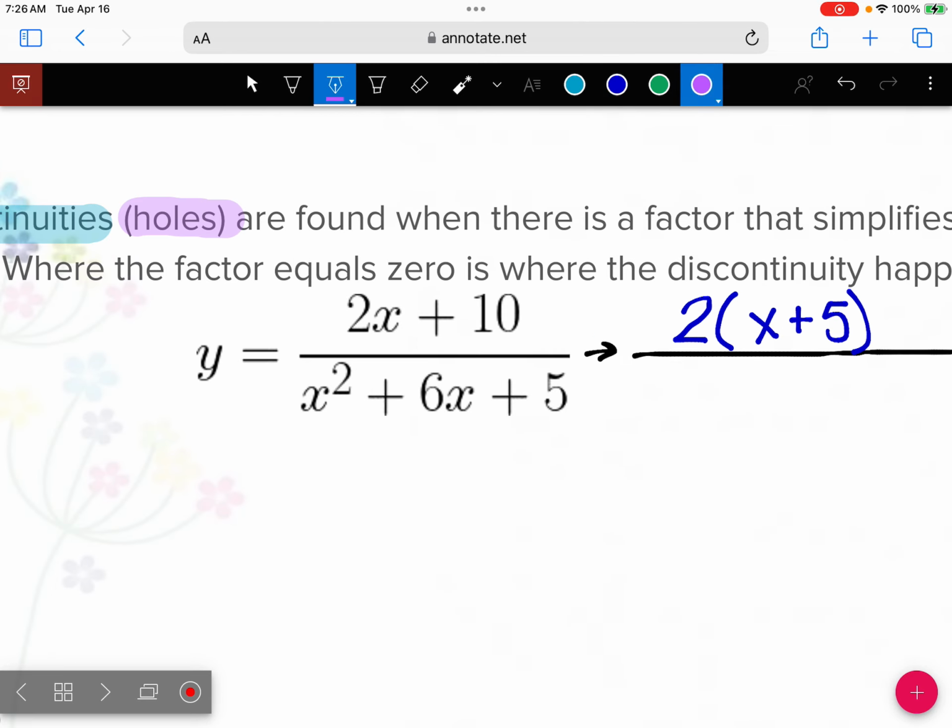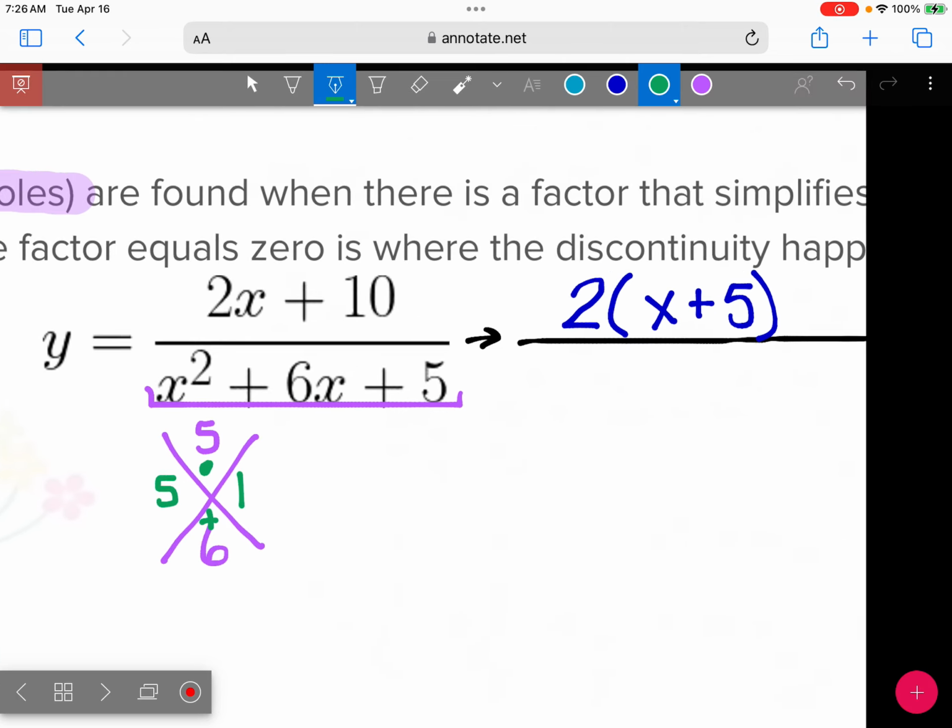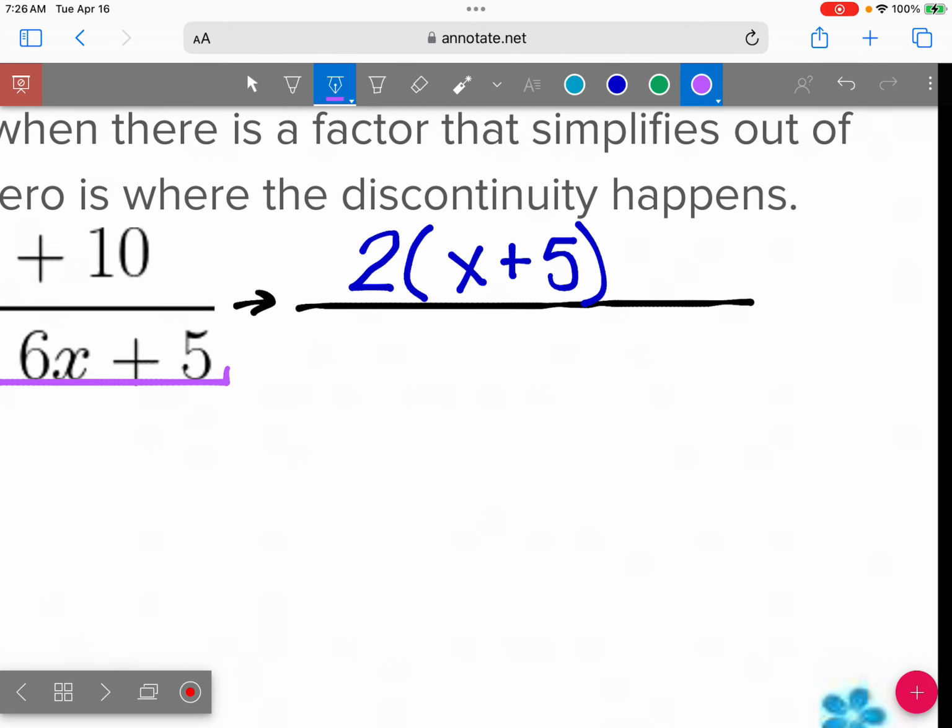Then we're going to look at our denominator here. This one we're going to factor with our x. My a is 1, so I don't have to use the whole box, but I am going to need my x. My a times c is 5. My b is 6. What's a pair of numbers that multiplies to make 5 and adds to make 6? 5 and 1. So if you want to put this through the whole box, you can. But we also can see that this is (x plus 5)(x plus 1).